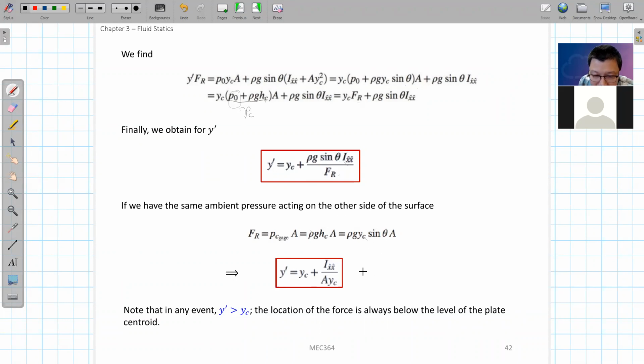So remember, this equation is only used when you have P0 on the other side of the plate, that is, one atmosphere pressure on the other side. It is not valid when you do not have that one atmospheric pressure on the other side of the plate.